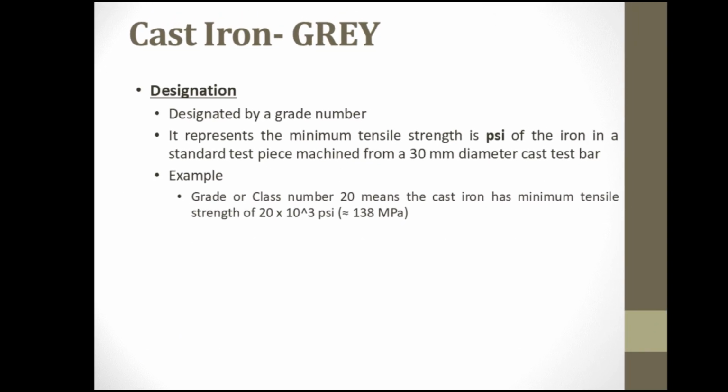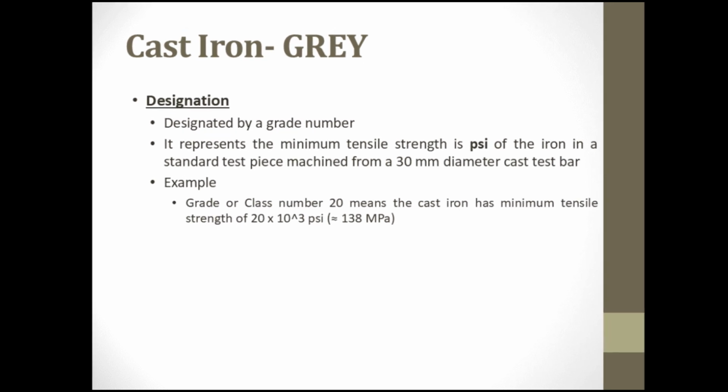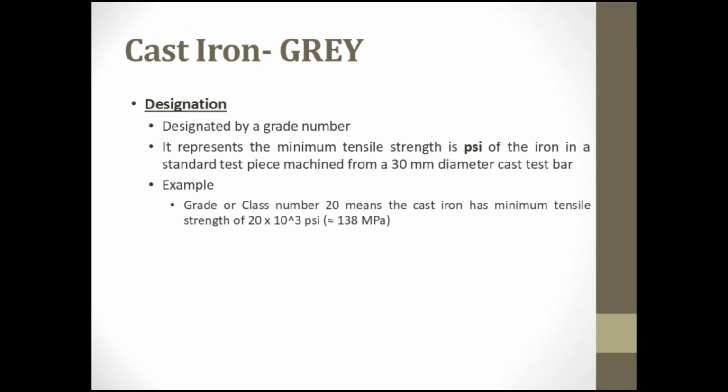Cast iron grey is designated by a grade number. It represents the minimum tensile strength in pounds per square inch of the iron in a standard test piece machined from a 30 mm diameter cast test bar. Example: grade or class number 20 means the cast iron has a minimum tensile strength of 20 x 10^3 pounds per square inch.